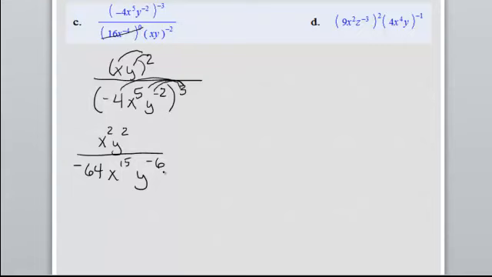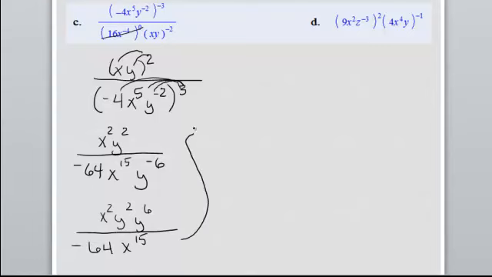Okay, so we have to take care of this -6 right here. So we have x squared, y squared, and we move the y to the 6 to the numerator. We have a -64 x to the 15th still in the denominator. Let's do a little bit more simplifying. We have an x squared here and an x to the 15th here. That means 2 of these are going to reduce to 1.